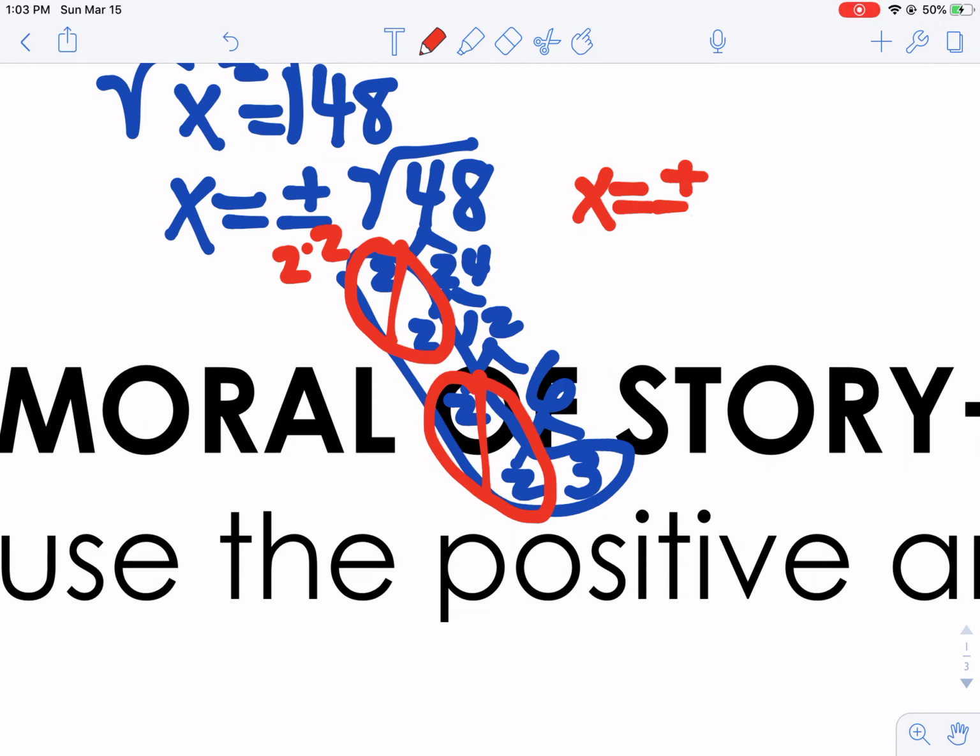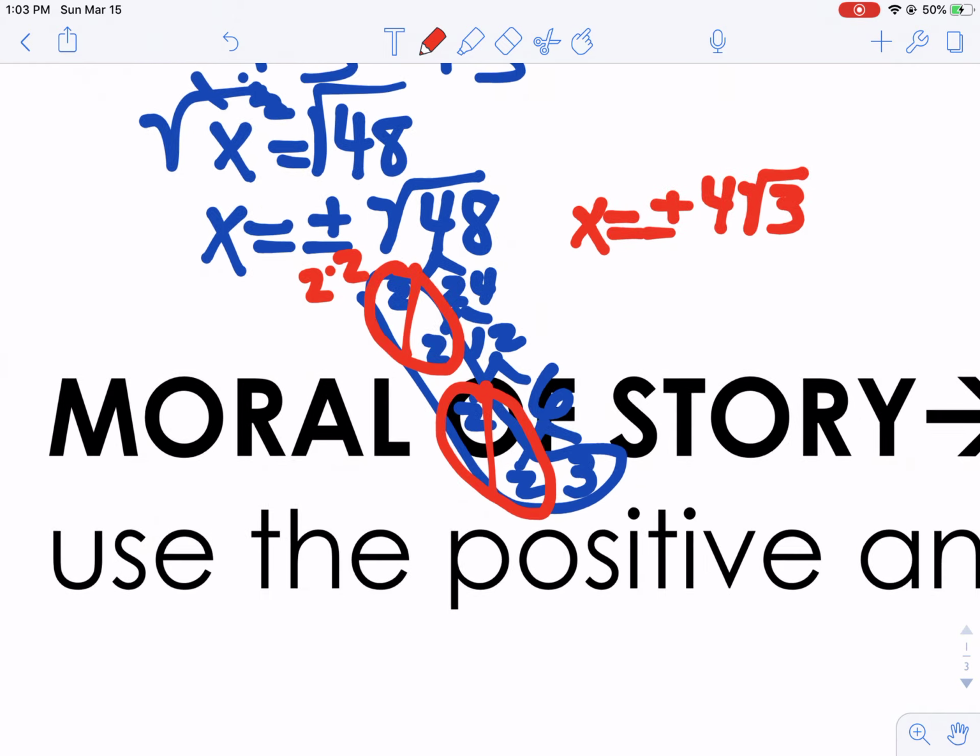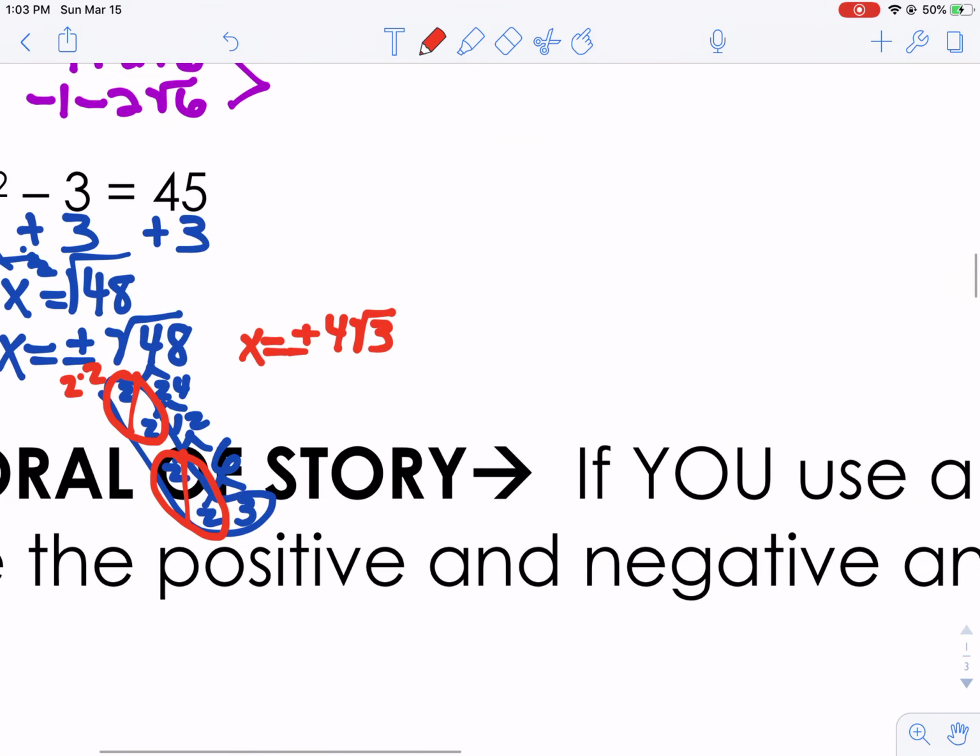Whatever comes out gets multiplied, so I got a 4. And then the only thing under the radical is a 3. So whoever comes out of the radical goes right in front of the radical, in between the plus minus and the radical, every time. So positive, negative, 4 root 3.